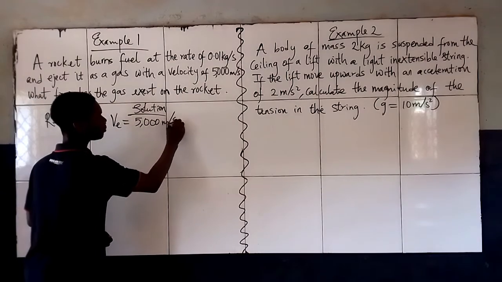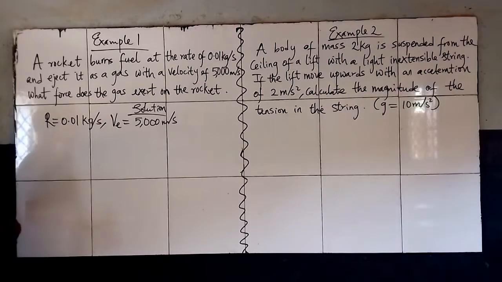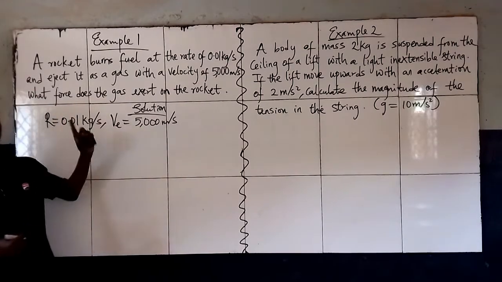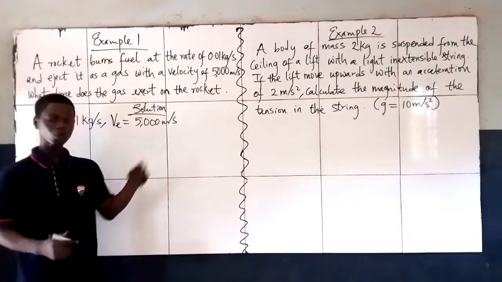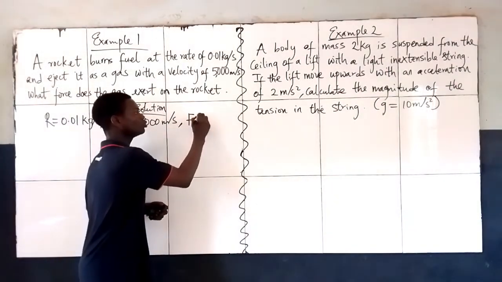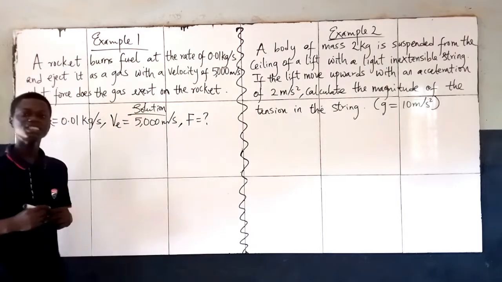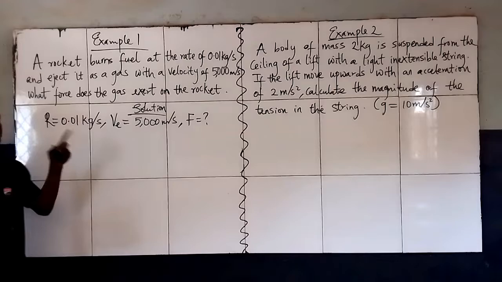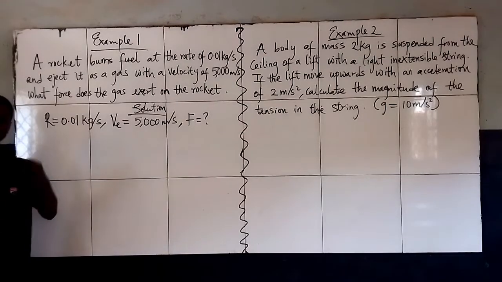5,000 meters per second. Then what else? What force does the gas exert on the rocket? And this is F, unknown. Now, this is the question we are asked to solve under this topic, and this is specifically under rocket propulsion.